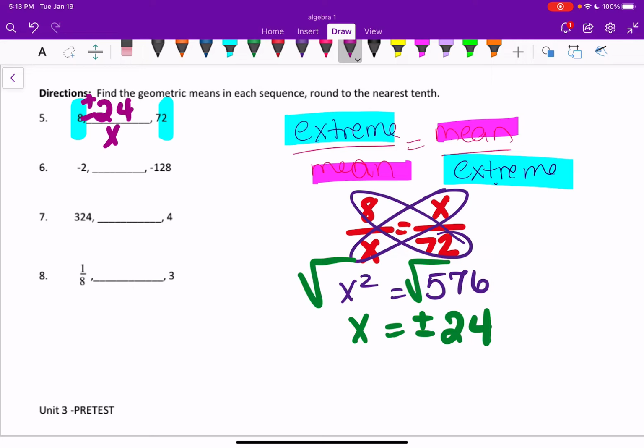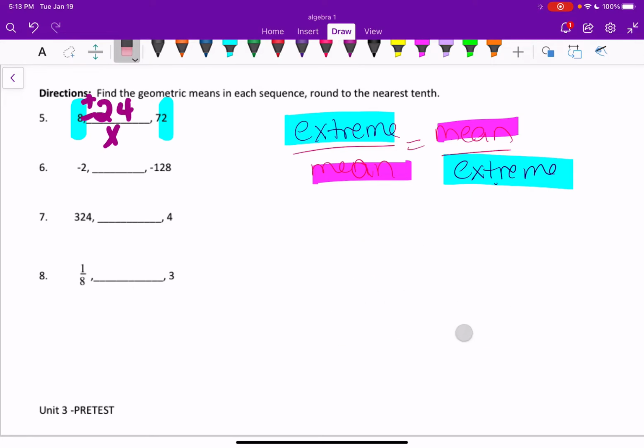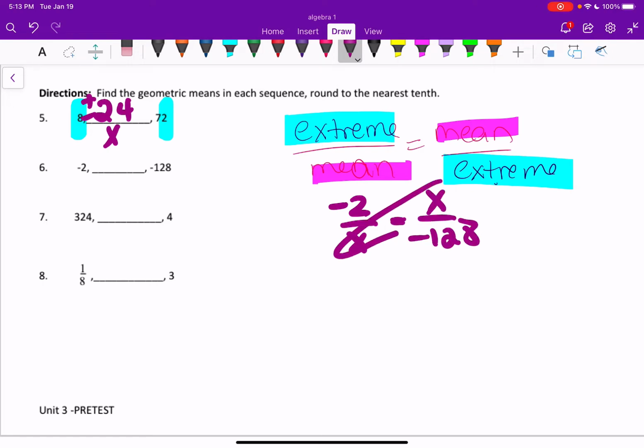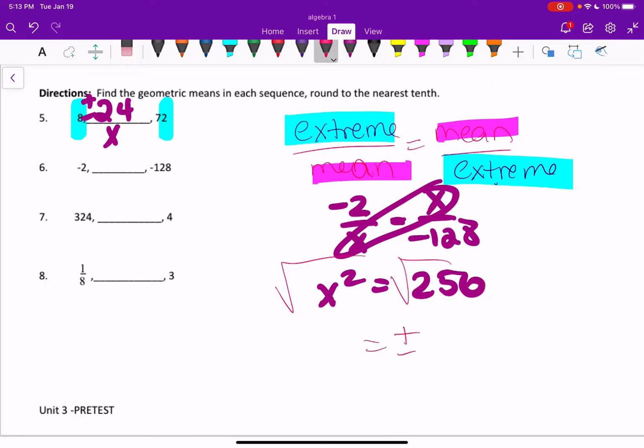Okay, let's do the next one. I'm going to erase this here because I need the work. You can always pause it if I'm going too fast. All right, the extremes in this one are -2 over x equals x over -128. Again, x times x is x squared. -2 times -128 equals 256. Again, we square root both sides, and that'll give us plus or minus. So the square root of 256 gives x equals plus or minus 16.